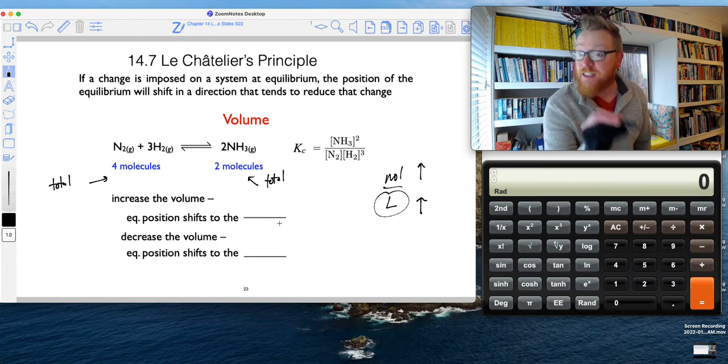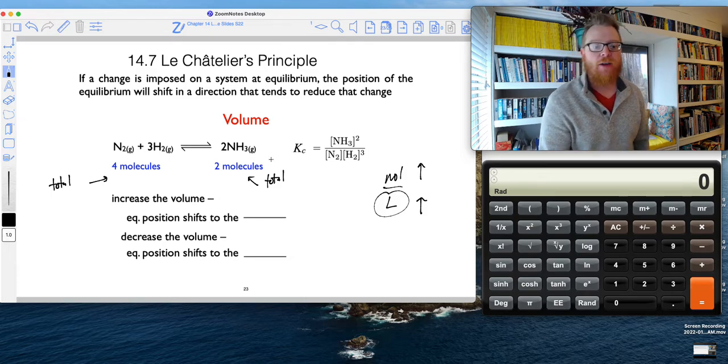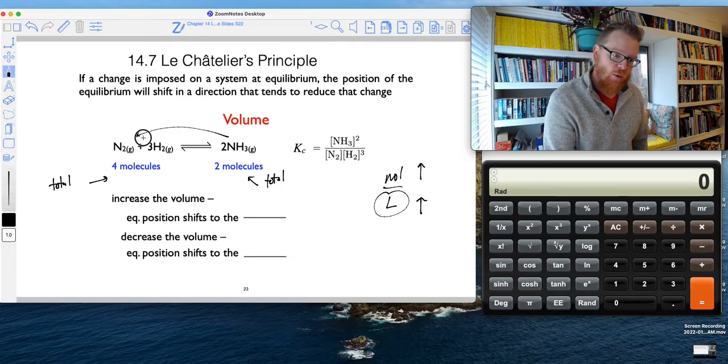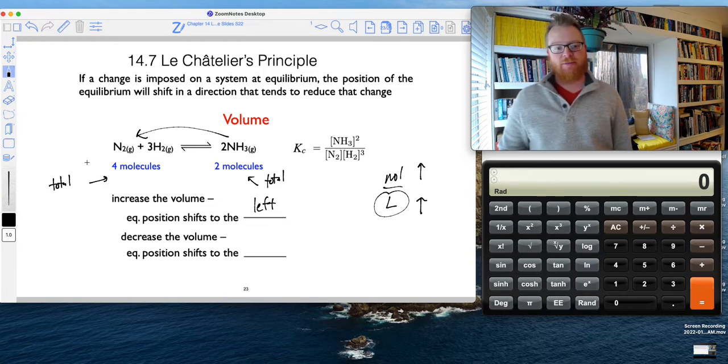For this particular reaction, this is reaction specific. For this reaction, it's going to want to shift back to the reactants, because if the volume increases, the number of moles has to increase, and there are more moles on this side, 4 versus 2, so it has to shift that way.